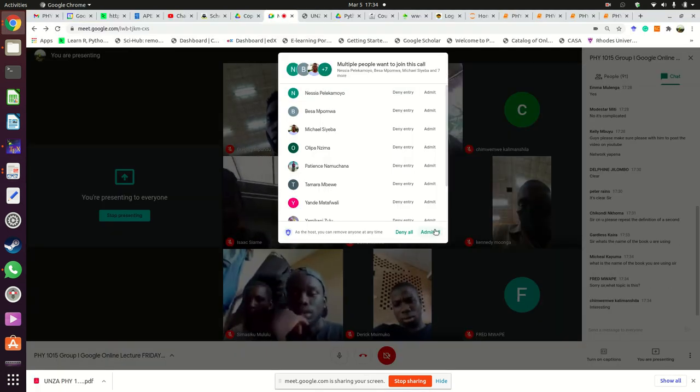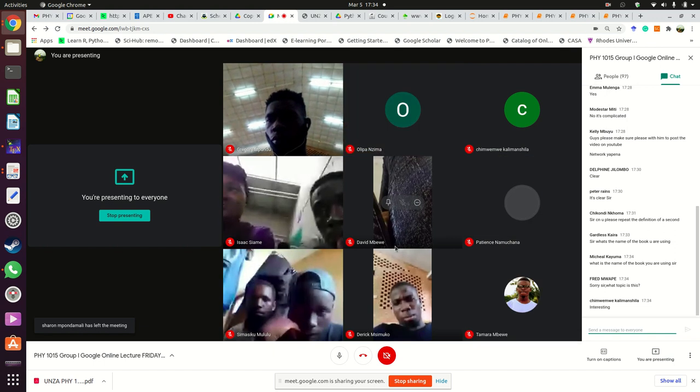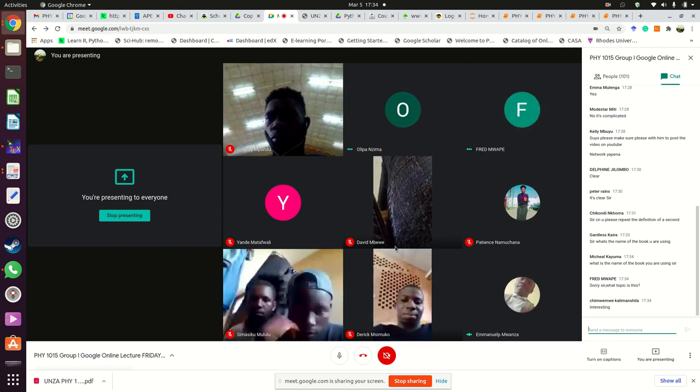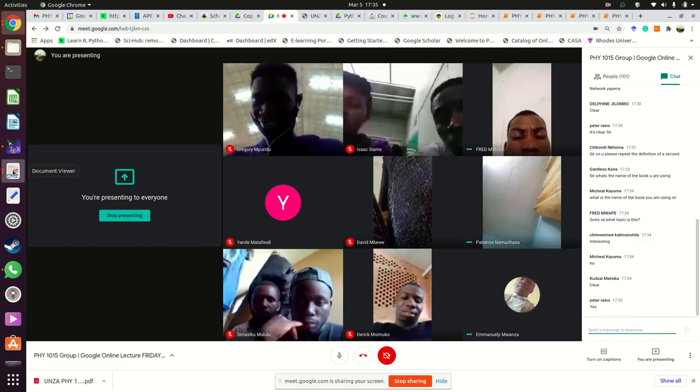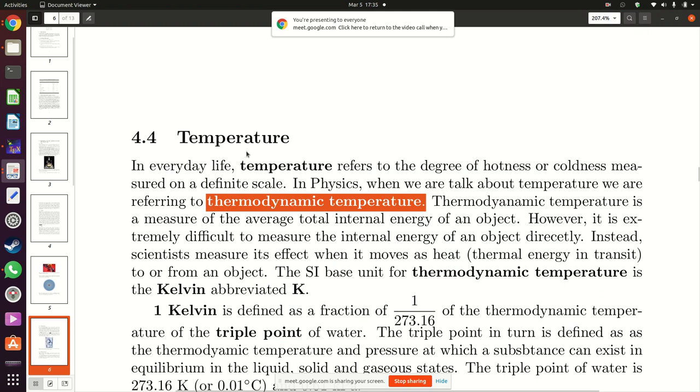Are we clear on what thermodynamic temperature is? Yes, we are clear. Thermodynamic temperature is a measure, a way of getting at the total internal energy of your atoms and molecules. You can't measure it directly, so you have to measure it through temperature. The higher the temperature, the higher the vibrations of the atoms of your objects; they've got a lot of energy. Are we clear?